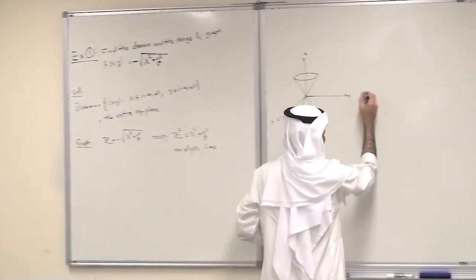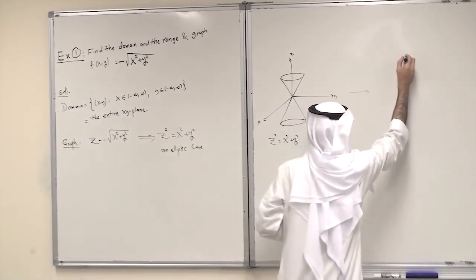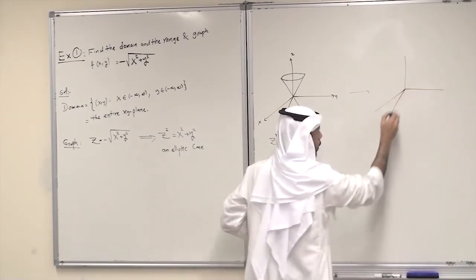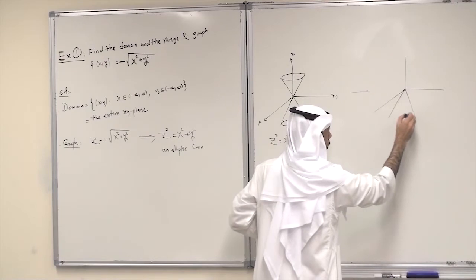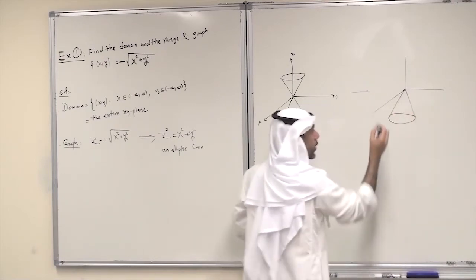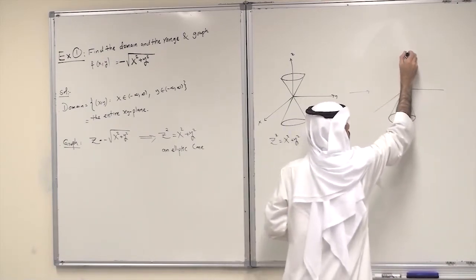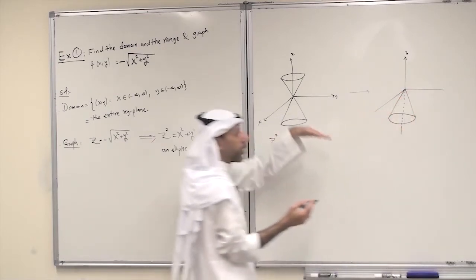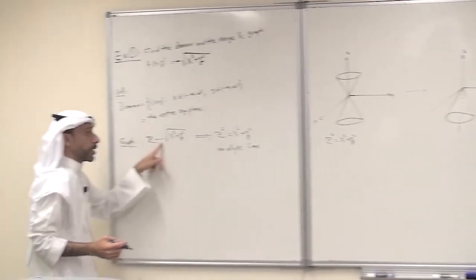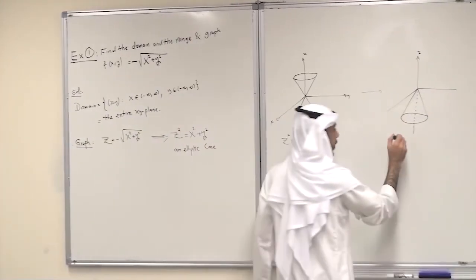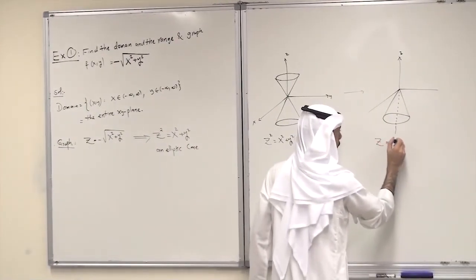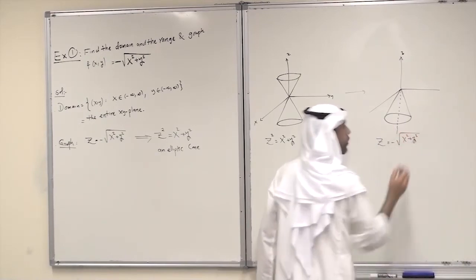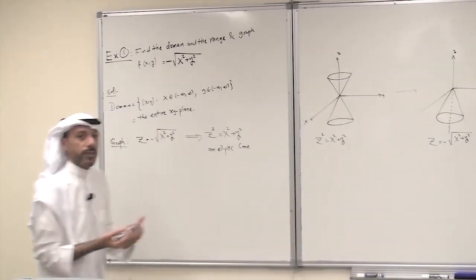So if we take the lower part of the cone, where z is negative here, z here is negative, so we take this part because z is negative. So this becomes z equals minus root x squared plus y squared. So this is the graph.